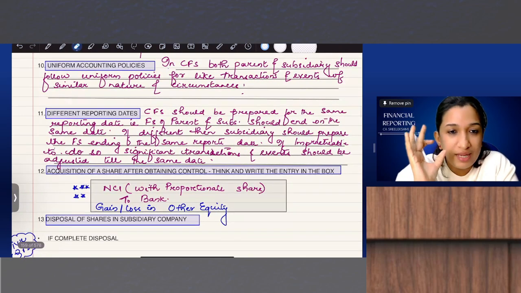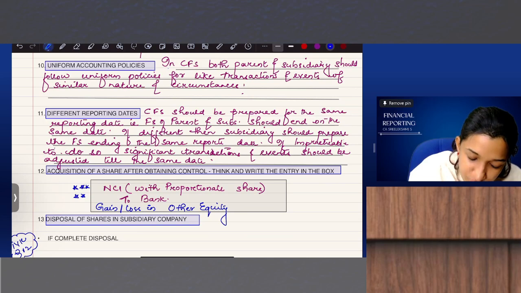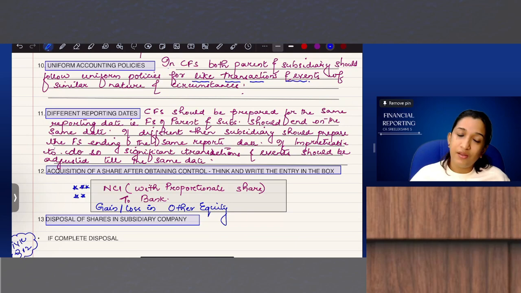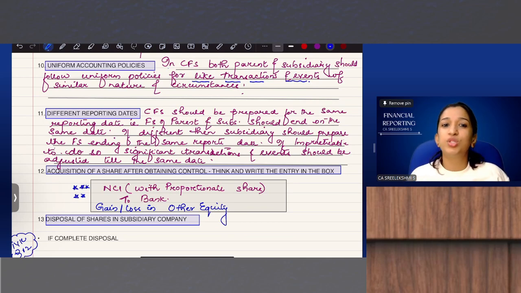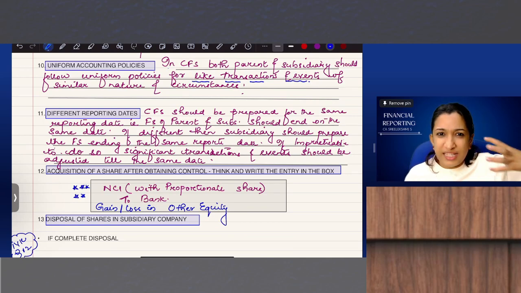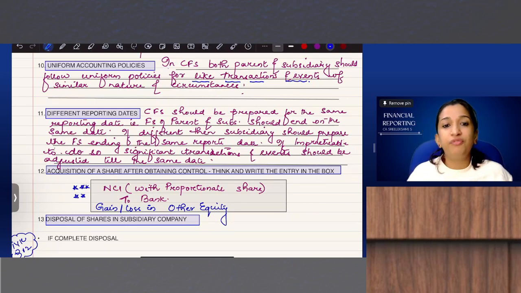While preparing consolidated financial statements, both parent and subsidiary should follow uniform accounting policies for like transactions and events of similar nature and circumstances. If the parent is following one accounting policy and the subsidiary another, that is not permitted. For the same type of inventory, with parent and subsidiary dealing in the same business, if the parent is following FIFO and the subsidiary is following weighted average cost, it is not permitted. The subsidiary should follow the accounting policy which is followed by the parent.